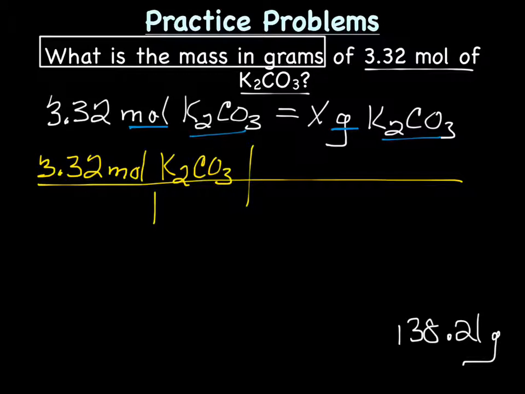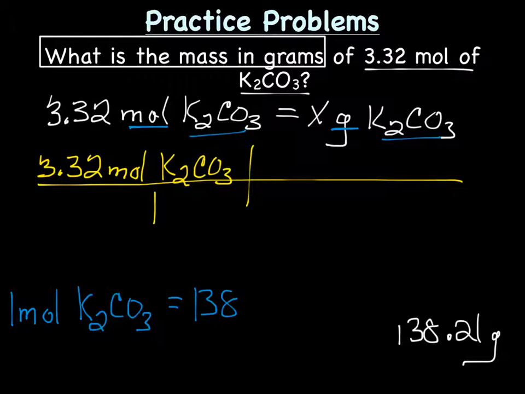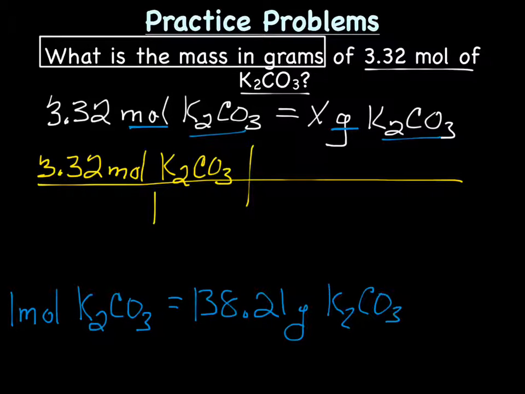And now that we know the molar mass of potassium carbonate, we can write our equality, which is going to be 1 mole of specifically K2CO3 equals 138.21 grams of K2CO3. So, again, this statement says that if we have a mole of potassium carbonate, that would weigh 138.21 grams.